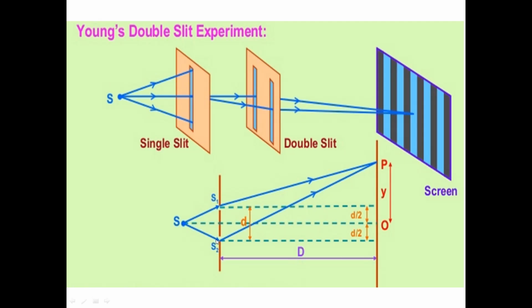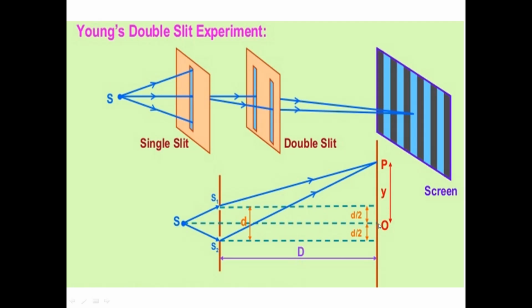So S1 and S2 are the double slits, which are equidistant from the single slit. S1 is equal to S2. So the waves reach S1 and S2 at the same time. So there is no initial phase difference. The separation between the slits is small d, and the distance of the screen from the plane of the slits is capital D. O is the center of the screen, and P is a point at a distance y from the center.